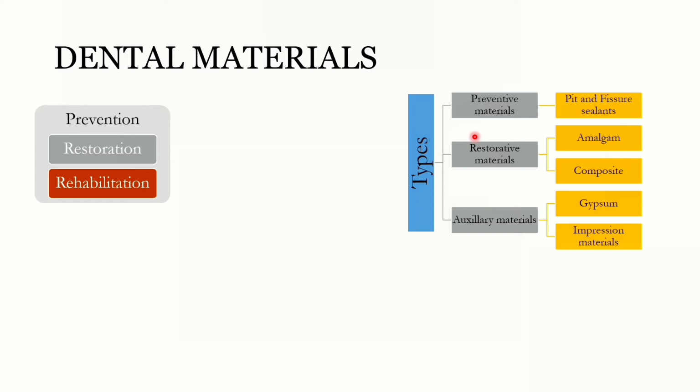Now, auxiliary materials actually do not play an important role as such, but they help in the fabrication process. Like it does not form a part of a restoration, appliance or prosthesis, but it helps us in fabricating these things. For example, gypsum or impression material. So, to make a removable partial denture, you need to first take an impression. So, for that you need an impression material. Once the impression is done, then you need to form a cast, for which you need your gypsum products. So, these are the different types of dental material that are available.